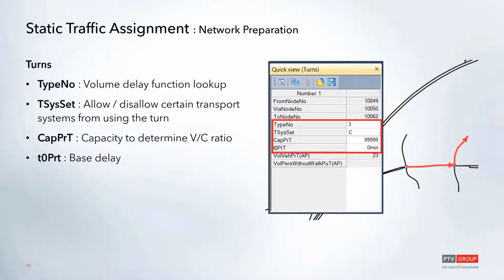The turns also have a capacity associated with them that you can set, as well as a T0 value, which is really the base delay. The T0 can also be used as a turn penalty option. So if you run your assignment and notice vehicles are taking a way that is not quite aligned with your count data or field data, you can apply a turn penalty to deter vehicles and add some additional base delay to that turn so that they will take a different route to reach their destination.